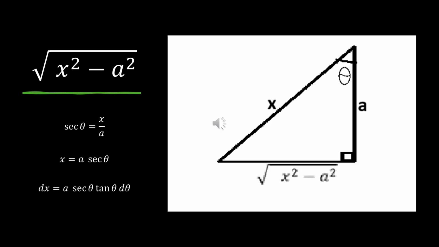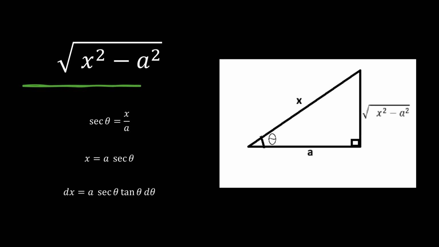The last one switches the order, so it's x squared minus the constant squared. Now, if you're going to put your radical at the bottom of it, like I typically do, then if you're going to get a secant, you got to put the theta in the other spot. And that way your secant is going to be hypotenuse over adjacent.